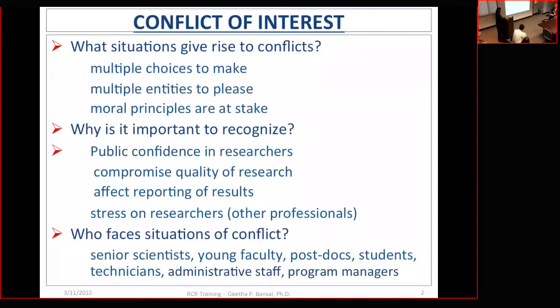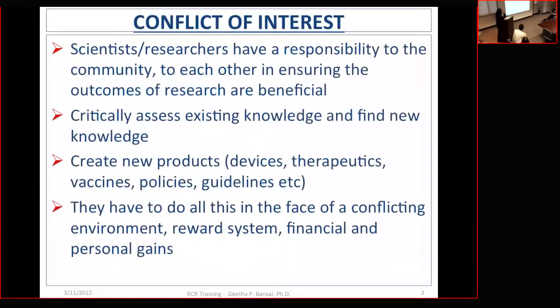So you have to do all of these decision making, these conflicts that are constantly coming up. You have to make all of these decisions in the face of this kind of an environment. There's a reward system, like I said, promotions, money, grant funding, fame, all of those things, the financial and personal gains. You have to make these decisions in the face of all of these things.